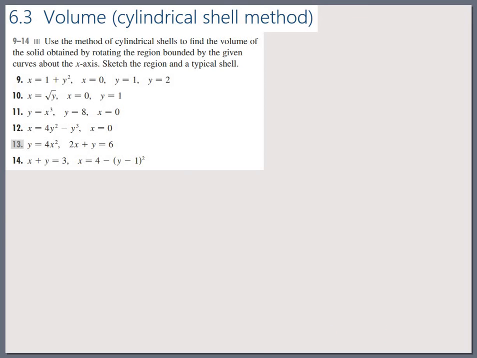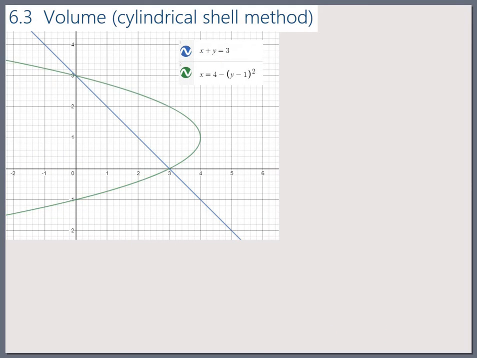So the graph looks something like this, and you'll notice I use Desmos. I could just type in x plus y equals 3, and I could just type the two functions in directly as they were stated in the problem, and there's the graph of the two things. So they want us to rotate this around the x-axis using the method of cylindrical shells, which is actually good.